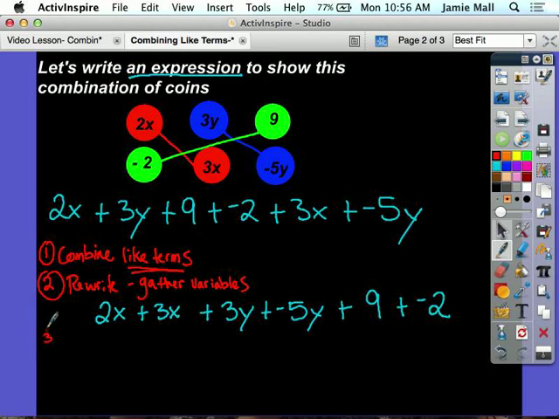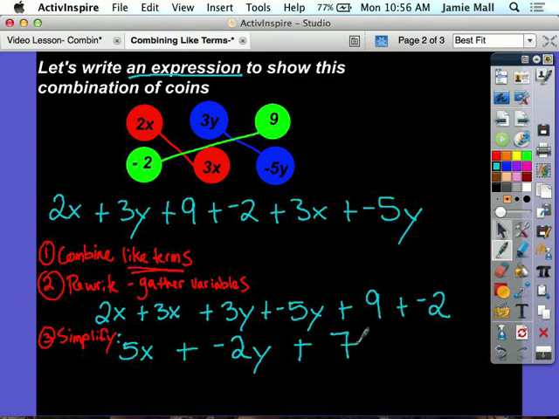Now that I've rewritten the problem, my task is to see if I can simplify this by combining the terms that belong together. When I look at a 2x and a 3x, I know that I can combine those to equal 5x. When I look at my 3y and negative 5y, those two terms can be combined into one, which will equal negative 2y. And when I combine my 9 and my negative 2, those can be combined to equal 7. And this here is my answer.